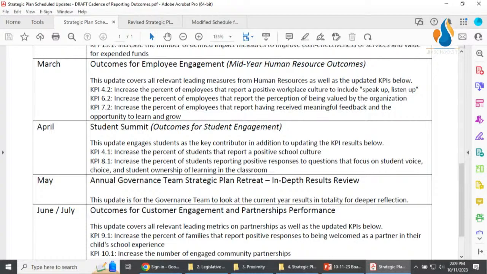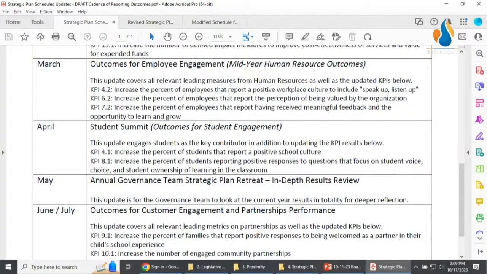This is an opportunity to take that up several magnitudes by having students contribute to this summit, to really speak to how effective the school culture is, whether or not they are seeing that student voice, choice, and student ownership of learning that the board elevated as one of their critical KPIs to track. How are we doing related to that? Where can we improve, and to really elevate students as a partner in this educational process? So very excited about April.